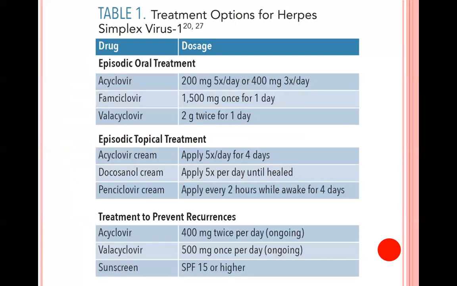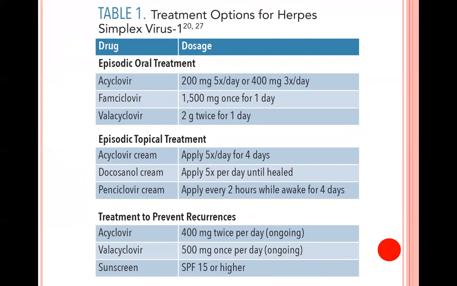These are some medications, antivirals for herpes simplex. We have episodic oral treatment. There's acyclovir, famciclovir, and valacyclovir. And then you can find the brand names in the textbook. So look in the text for a lot of these. I just liked this table. It was really clear, so I used it, but also look in the text to see the brand names and some of the applications.